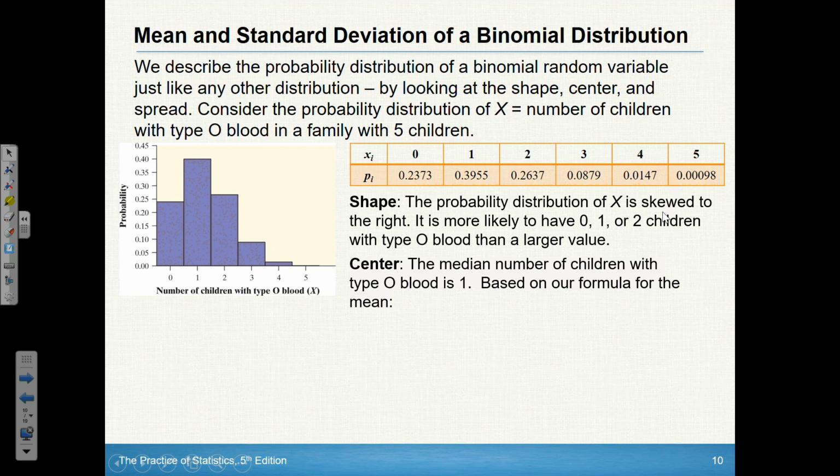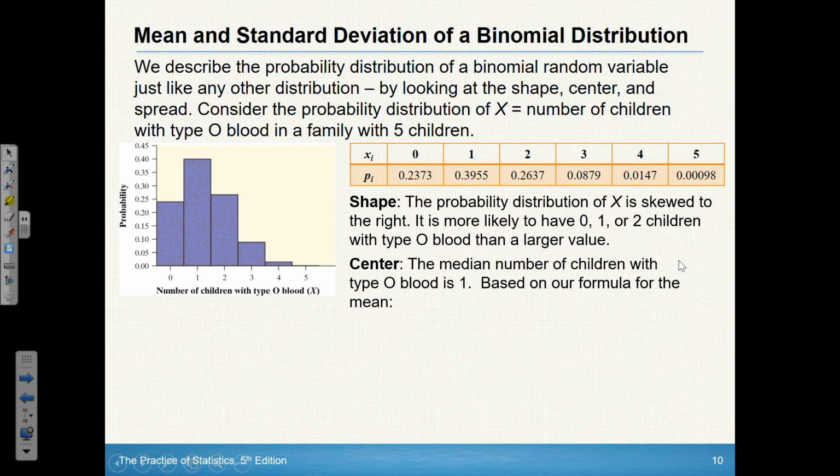We could also look at the center, and if we're looking for the center in this case, we'd be focusing ourselves on the median because this is a skewed distribution. And in order to find that, we'd be looking for where the sum of the probabilities adds up to 0.5, the cumulative probability. And when we look at that, it happens when x equals 1.